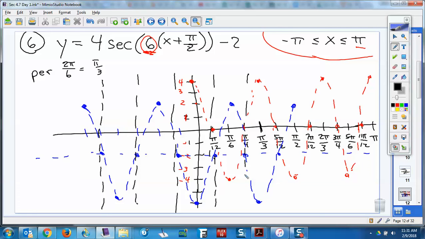Okay, so where's it at? It's at pi fourths. So if you look at your graph, if you think you got your graph right, you better have an asymptote at pi fourths. You better have one at 5 pi 12ths. You better have one at pi 12ths. Now think about that. What was the period on this? Pi thirds. How many u's are there in a period on the secant?